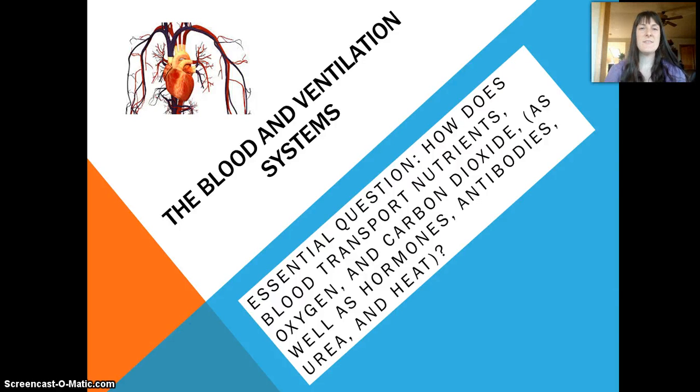Hello students, this video is about the blood and ventilation systems. By the end of this video, we should be able to answer the essential question: how does blood transport nutrients, oxygen and carbon dioxide, as well as hormones, antibodies, urea, and heat?